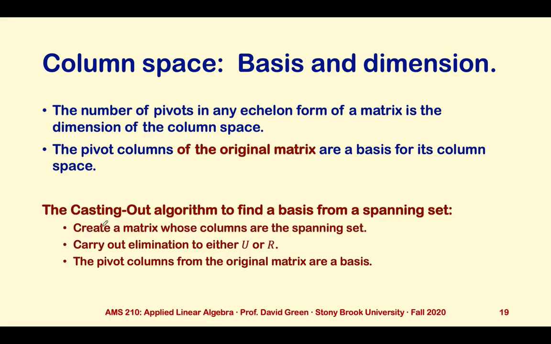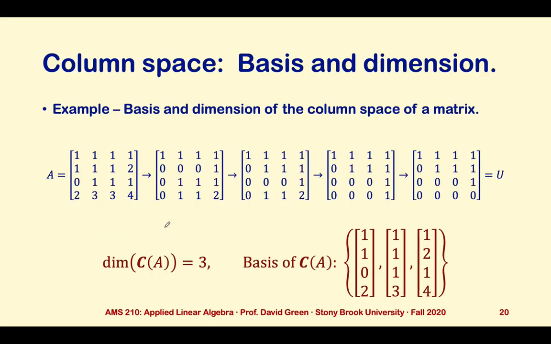We start with an arbitrary spanning set. We create a matrix whose columns are that set. Carry out elimination, either just to U or to R. And then the pivot columns from that original matrix are a basis. This is probably best demonstrated again with an example.